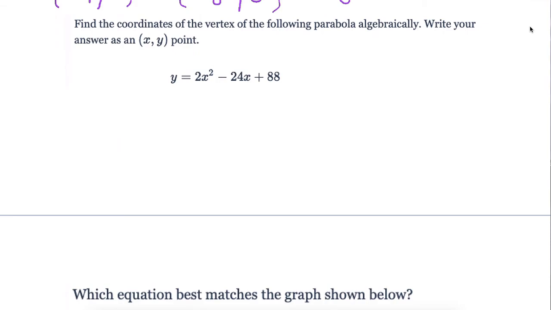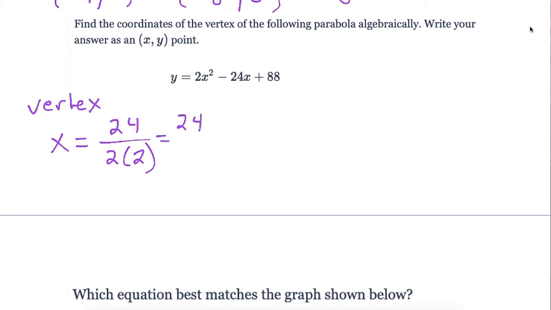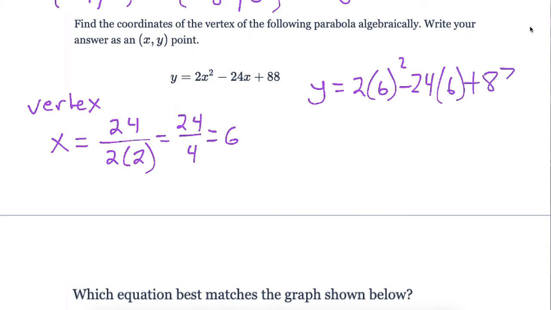Next one, find the coordinates of the vertex of the parabola algebraically. Remember, the vertex is going to be x is equal to the opposite of b divided by 2a. So it's 24 divided by 4, or 6. That means if we take that equation and we say, well, y then is going to be 2 times 6 squared minus 24 times 6 plus 88. I could do that on my phone or my calculator. Let's see what I get on that. Sorry, my phone's going off. I'm going to turn that off.